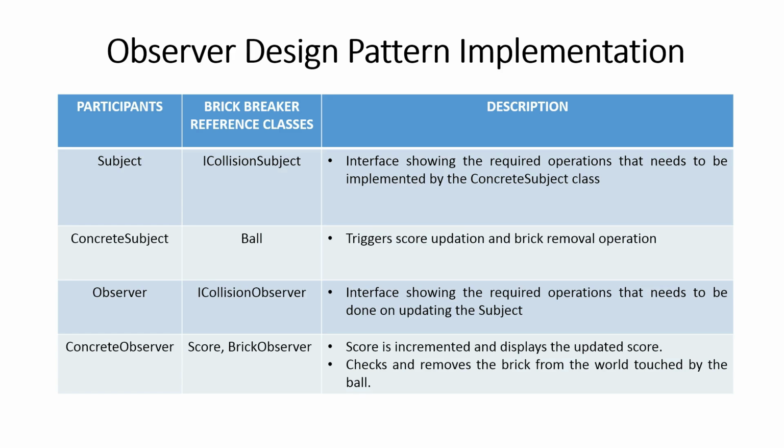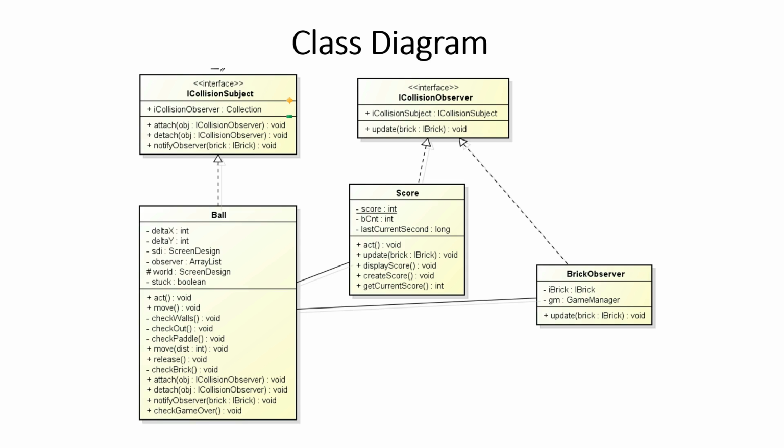We can see that the collision subject and collision observer provide the required operations and have to be implemented by the concrete subject, which is the ball, and the concrete observers, which are score and brick observer respectively. Initially, the score and brick observer instances are attached to the concrete subject ball. When the ball comes in contact with the brick, it calls the update method in score that increments the score value and updates it in the display. And the update in brick observer will remove the corresponding brick from the world.